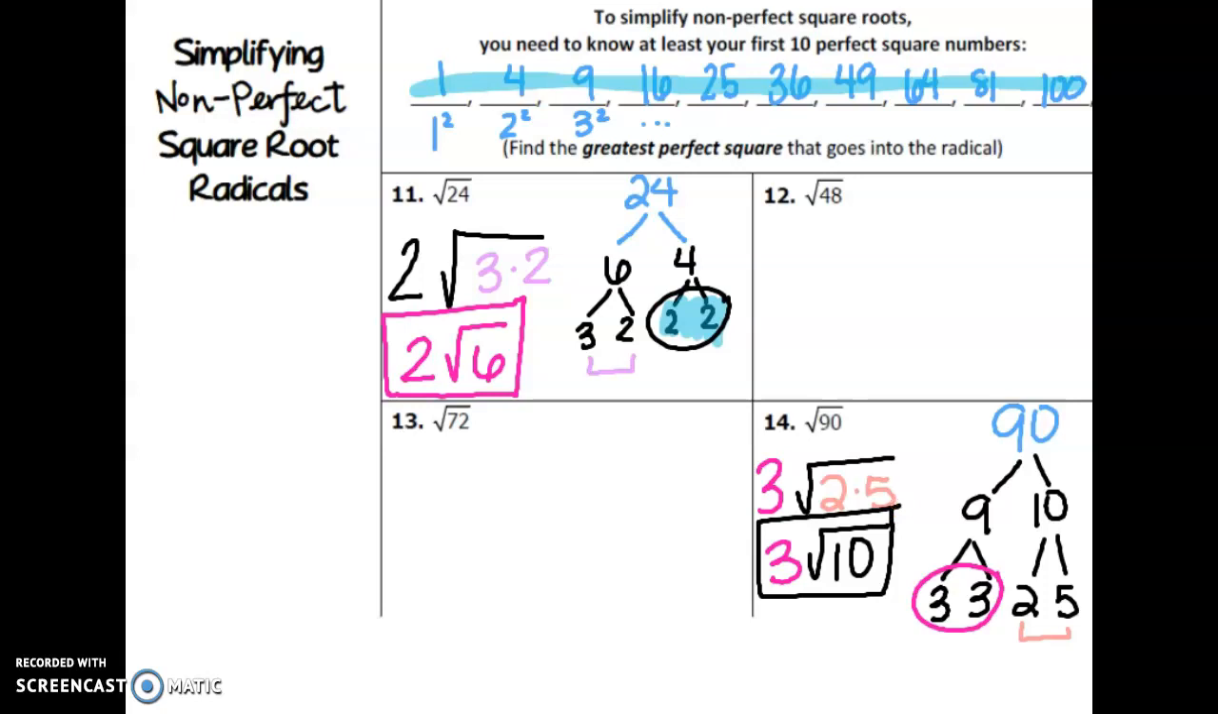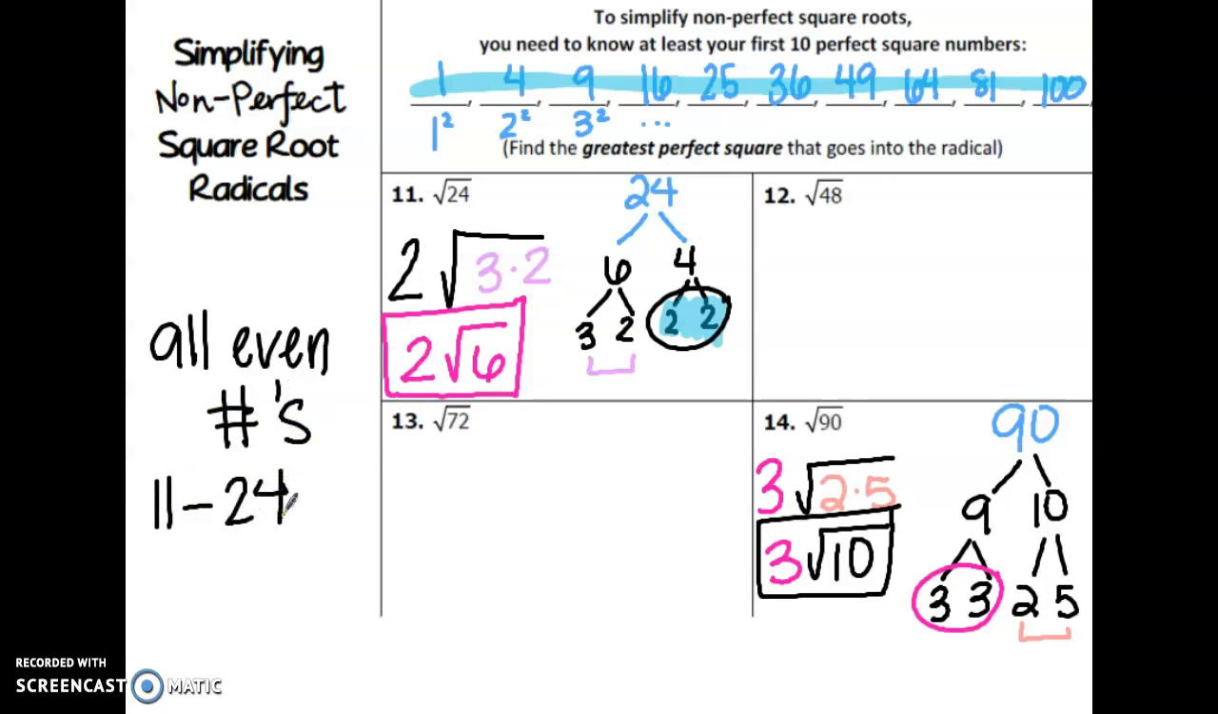So with that in mind, I do want you guys to do all even numbers from 11 through 24. If you have any questions, come and ask me. Once you are done, let me check those over, and then you will be done with simplifying these radicals.